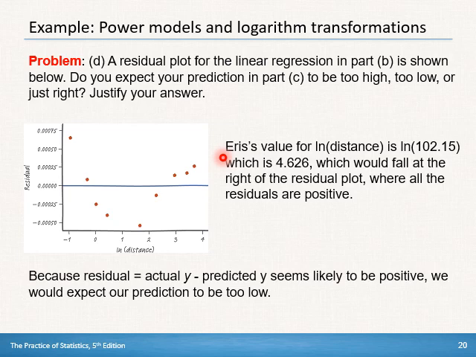All right. So because the residual in this case would be the actual minus the predicted, it seems likely that it would be positive. So residual would be above the line, right? It would be positive. So we would expect our prediction to be too low rather than too high.